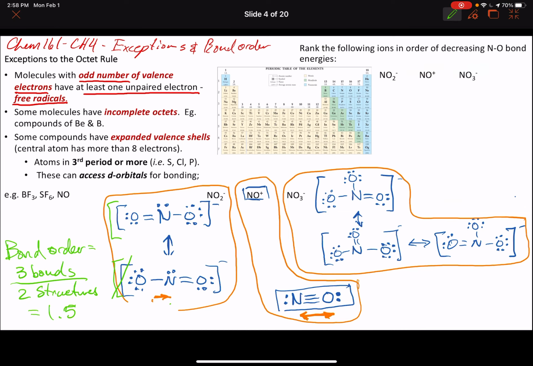Here we have 1, 2, 3, 4 bonds spread across 3 structures. So the bond order here is going to be 4 bonds divided by 3 different resonance structures. This is a 1.33 bond.